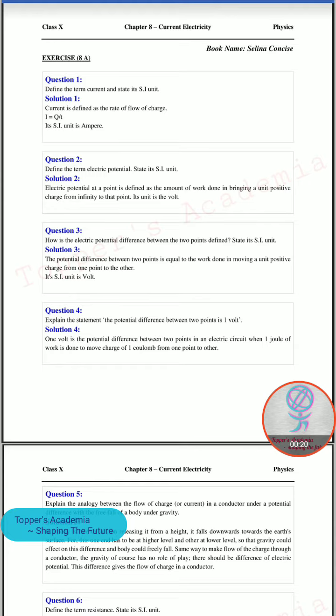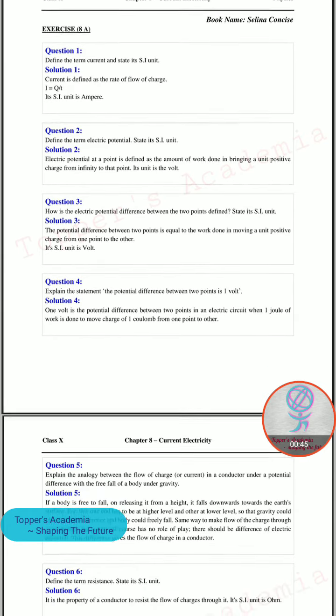So coming to question number 1, that is, define the term current and state its SI unit. Current is defined as the rate of flow of charge. You have also to give the formula of it: I is equal to Q by T. Q is the charge and T is the time, and Q is measured in coulomb and T in seconds. So coulomb per second is nothing but ampere. So its SI unit is coulomb per second or ampere.